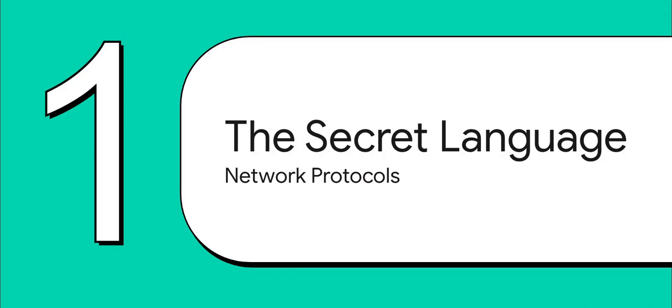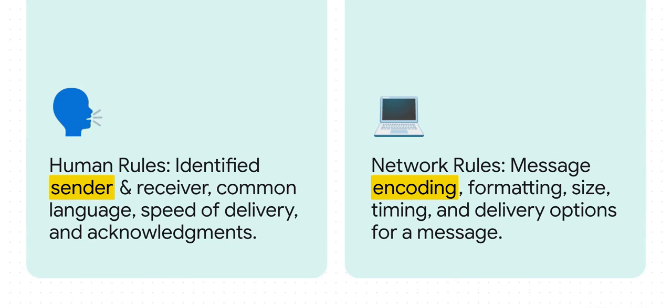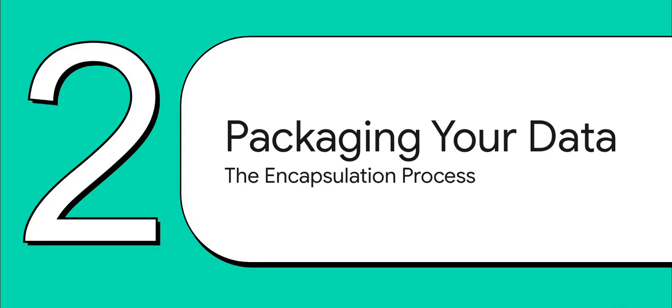Every single device on the internet, from your phone to some massive web server, they've all agreed to speak the exact same language. They all follow this really strict set of rules called protocols. And what's so cool about this is how much these network rules are like our own human conversations. You know how we need to know who's talking and who's listening, or when it's our turn to speak? It's the exact same for devices. They have to identify the source and the destination, format the message just right, and get the timing of the delivery perfect.